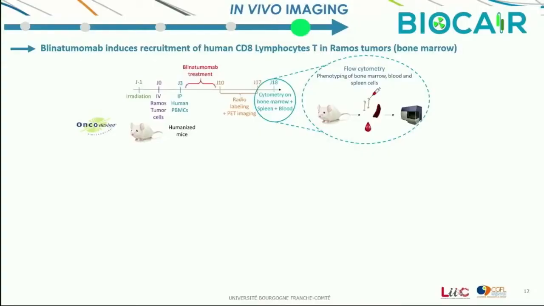So here it's more complex models. As the CD8 antibody that we use from the start recognizes only the human CD8 and not the mouse CD8, we have to use humanized mice. So for that, we purchased them from Oncodesign, which is one of the expertise of the company. And we develop a first model where we treat the mice first with Ramos tumor cells that were injected IV, then with human blood cells, and we treat them with blinatumomab, which is known to recruit more human cells to the site of the tumor.